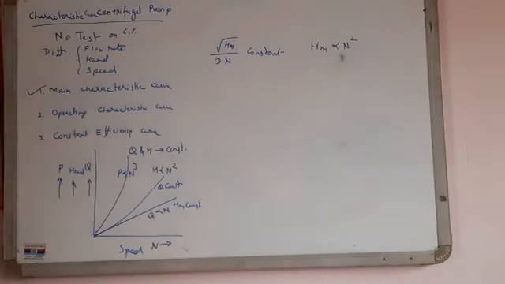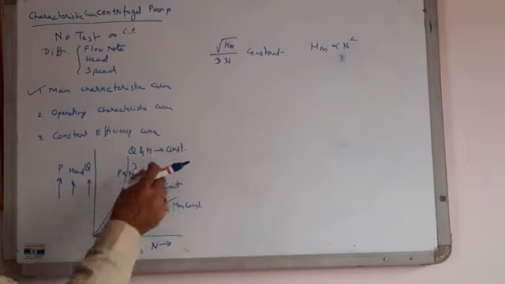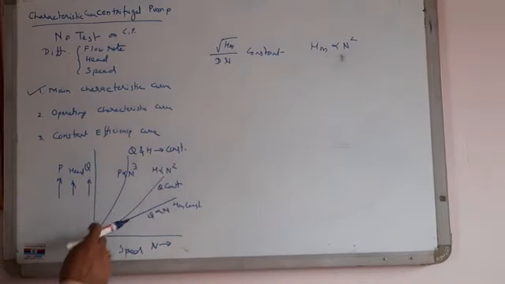Hence the curve of Hm versus N is a parabolic curve. Head and N is a parabolic curve. This nature is parabolic nature.